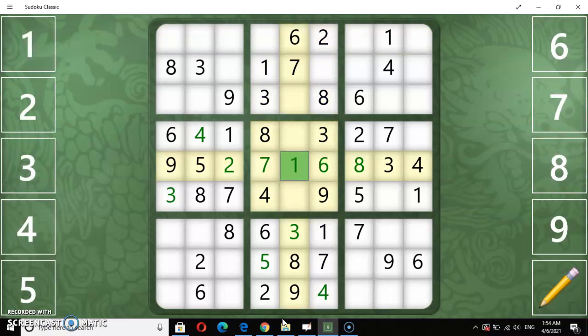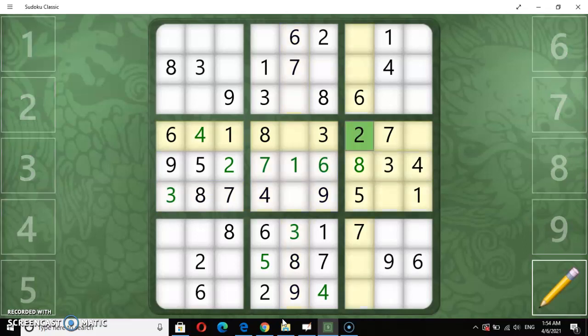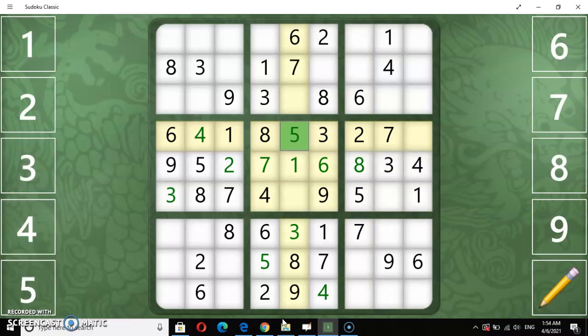Then here 1. Now we have only 2 cells left in this block. Okay. So what else? 2 and 5. 2 I cannot write here. Here is 2, so I can write 5 here. Here is 2. Done.